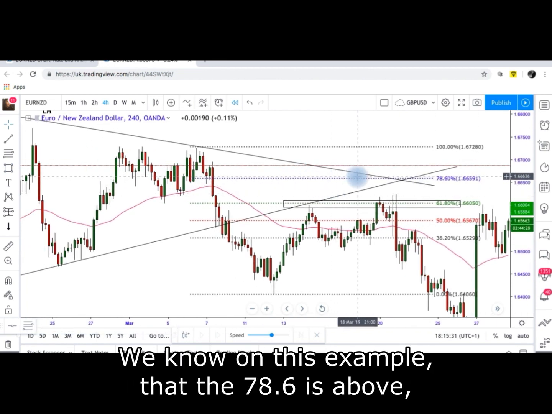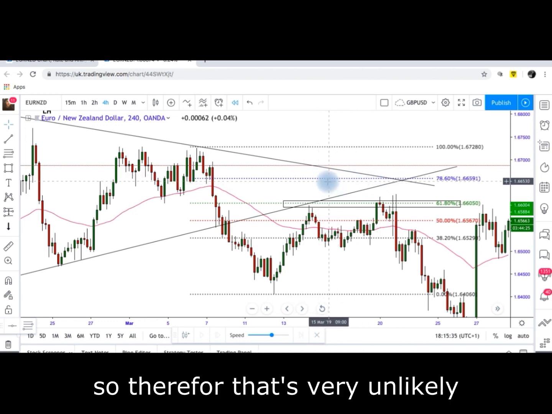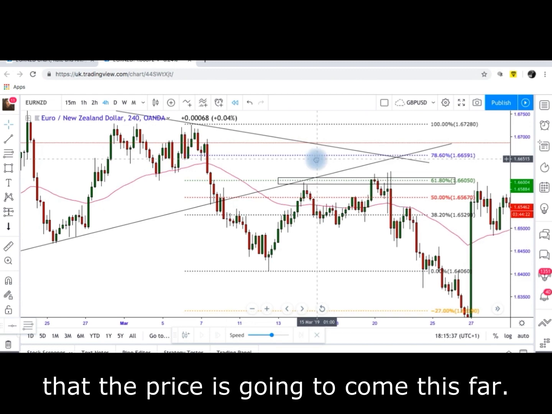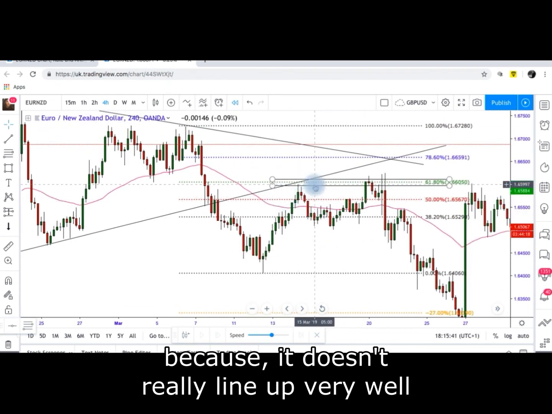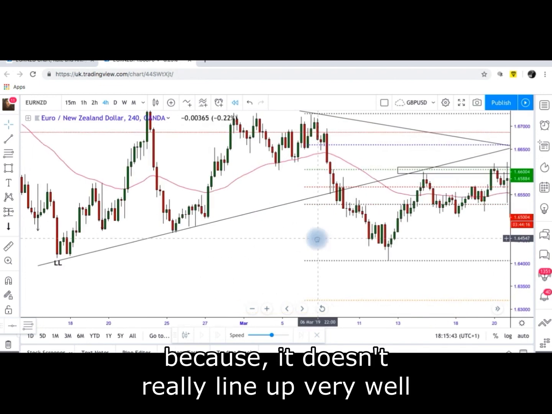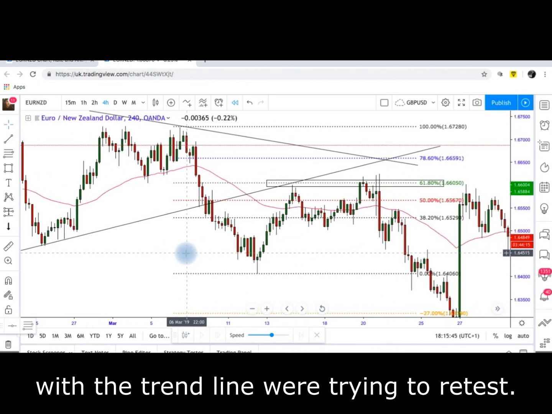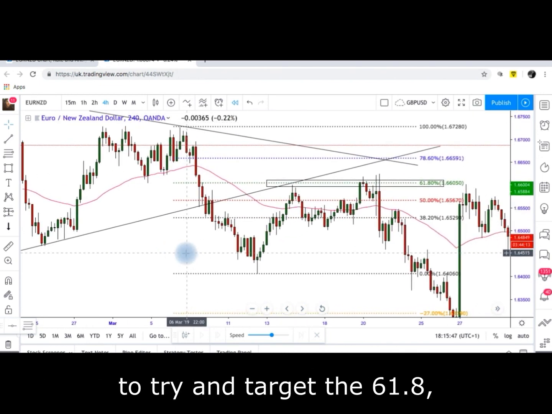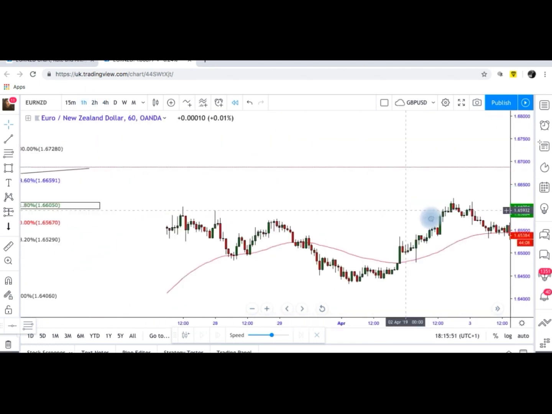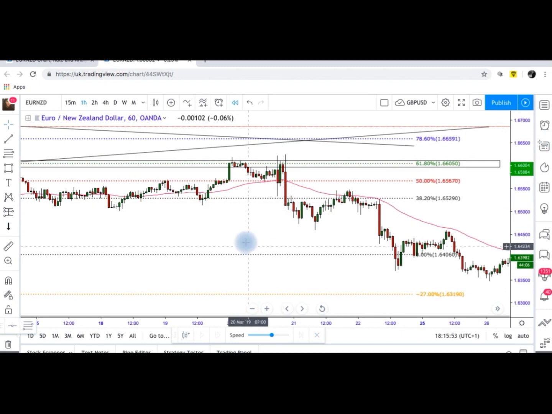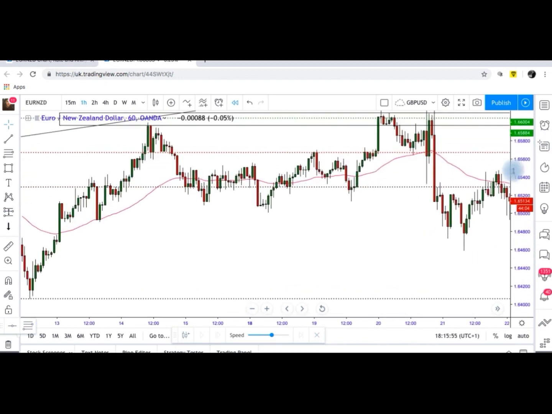We know on this example that the 78.6 is above. So therefore, that's very unlikely that price is going to come this far. And it's probably not going to come to the 30.2 or the 50 because it doesn't really line up very well with the trend line we're trying to retest. So therefore, it's in our best interest to try and target the 61.8. So therefore, we would scale down and we'd wait.